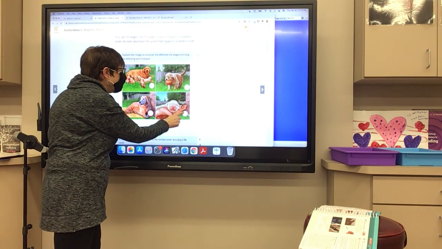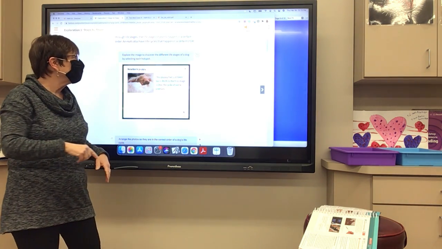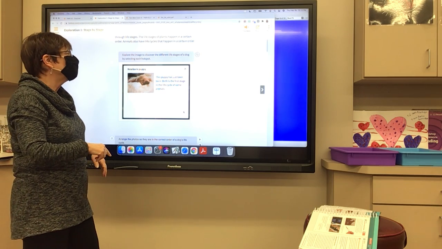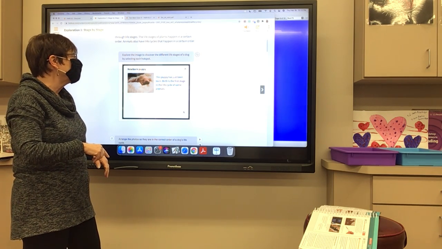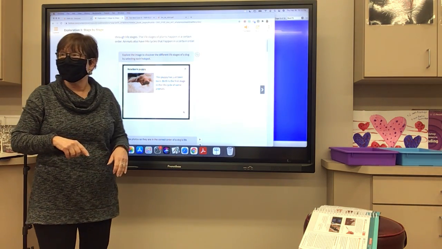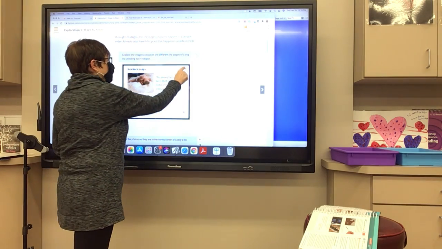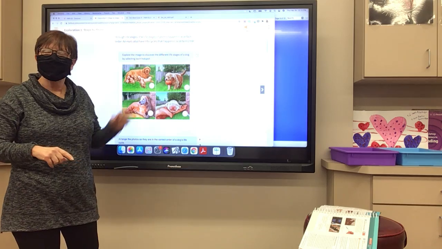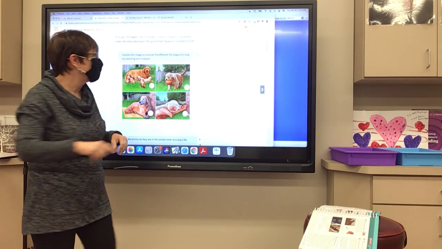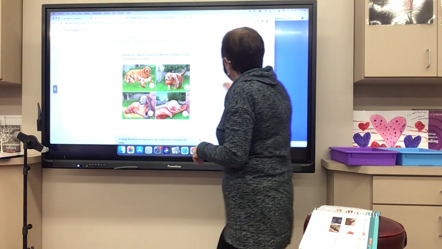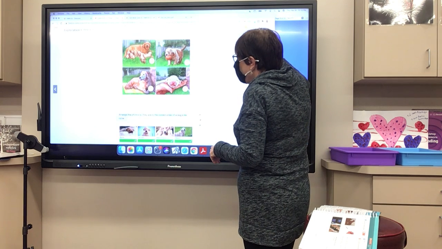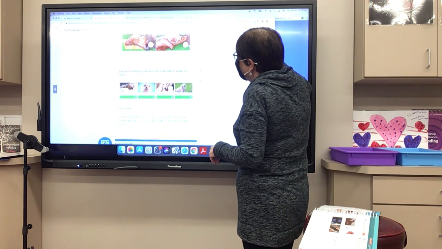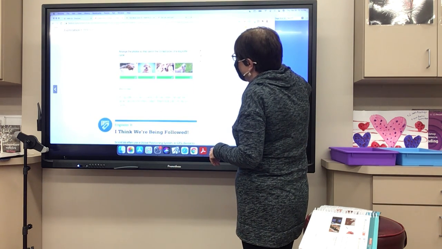And then here, oh, this puppy has just been born. Birth is the first stage in the life cycle of some animals. Okay. Were these in order? Was that in order? No, it wasn't in order. So now it says, arrange the photos so they are in the correct order of a dog's life cycle.